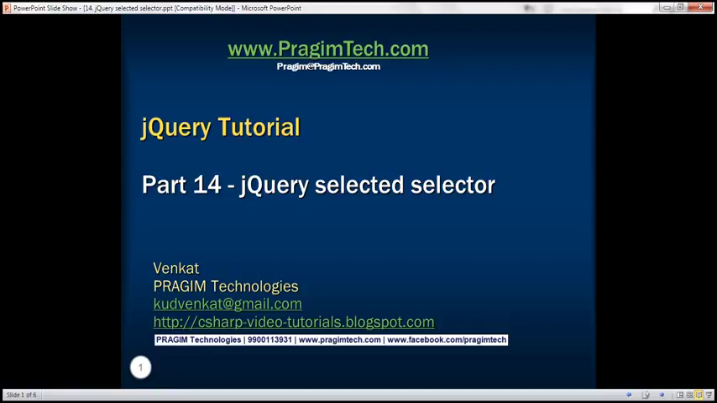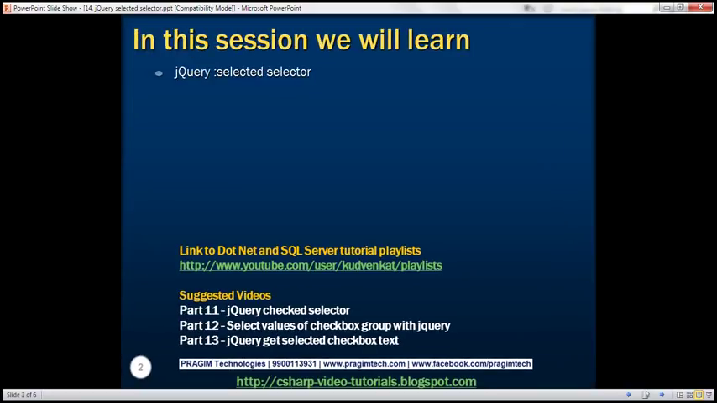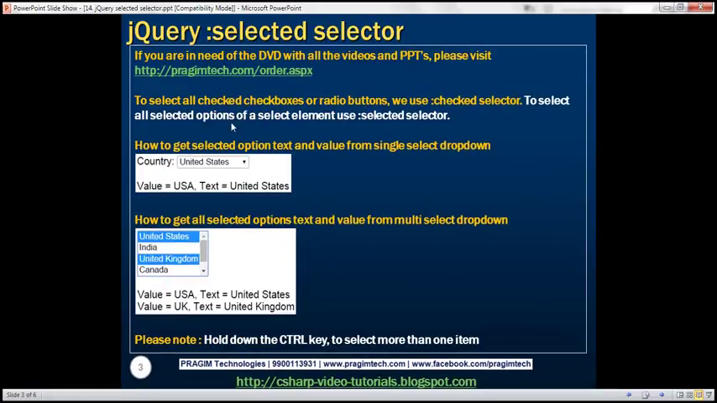This is part 14 of jQuery tutorial. In this video, we'll discuss the jQuery selected selector. In the previous sessions of this video series, we discussed that to get all checked checkboxes or radio buttons, we use the jQuery checked selector. To select all selected options of a select element, that is a single select or a multi-select drop-down list, we use the selected selector. Let's understand this with an example.